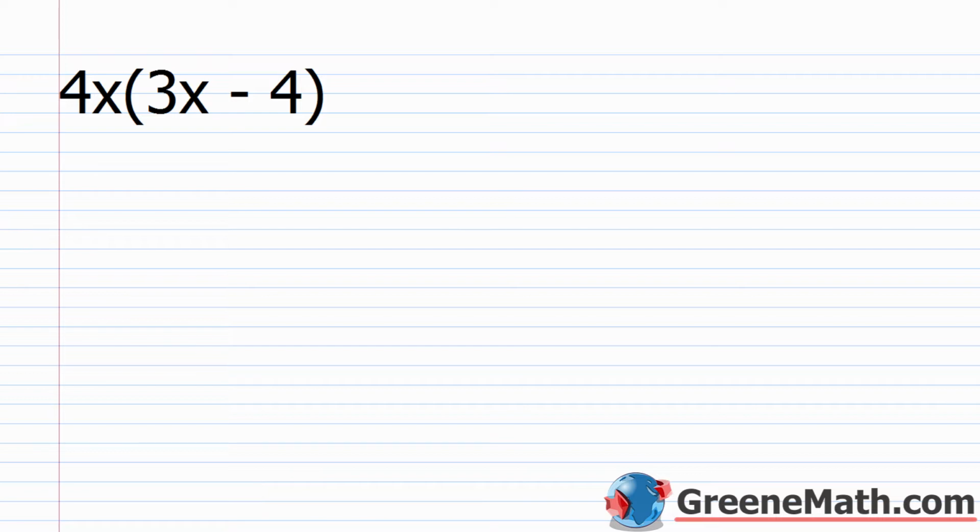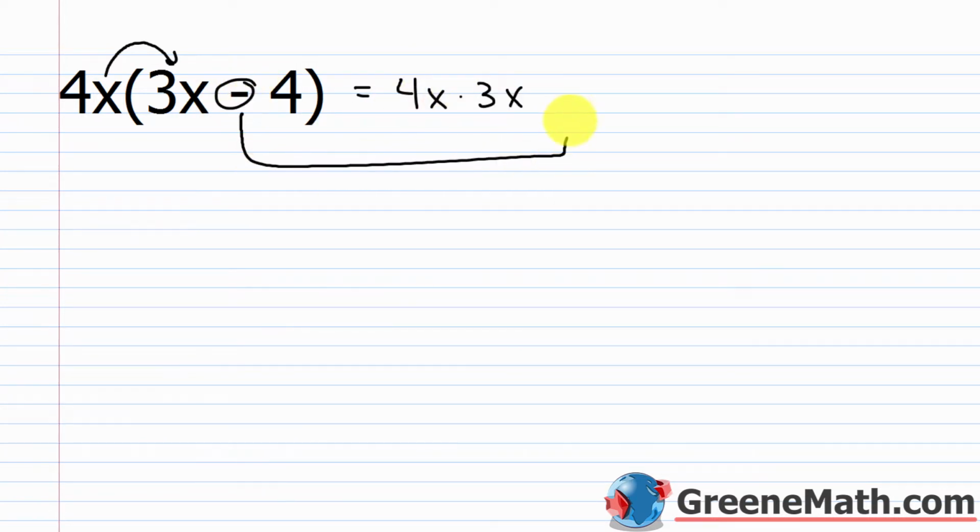So now we're going to use the same technique to multiply a monomial, that's a polynomial that has just one single term, times a binomial, a polynomial with two terms. So we're going to have 4x times the quantity 3x minus 4. So how are we going to do this? We're going to use the distributive property. Remember, I'm going to take this guy out here, and I'm going to multiply it by each term inside the parentheses. So 4x times 3x. And then I have that minus there. And then we have 4x times 4.